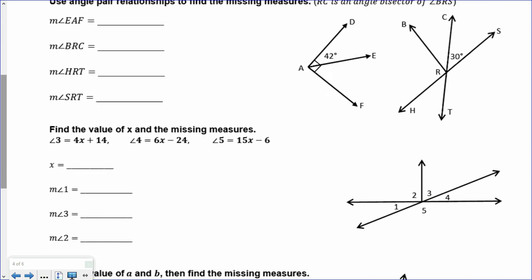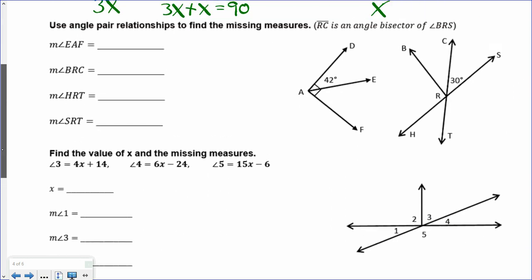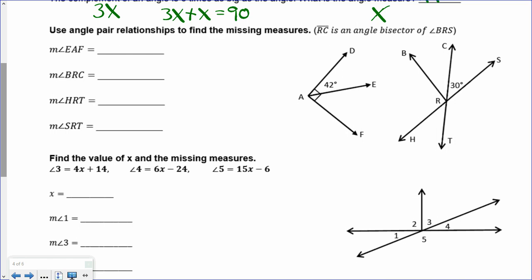Alright, this is tier 2. This example is adding a couple more lines into the diagrams, making sure you're paying close attention to what's going on in the directions and in the diagram. We're going to use angle pair relationships, complementary, supplementary, or vertical, to find the missing angle measures. This next thing is very important. Make sure you are reading all the directions all the way through, because they will have vital information embedded in the directions.